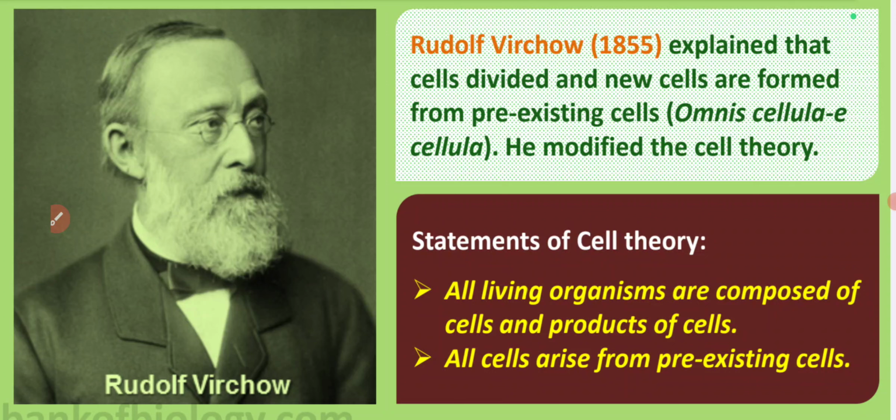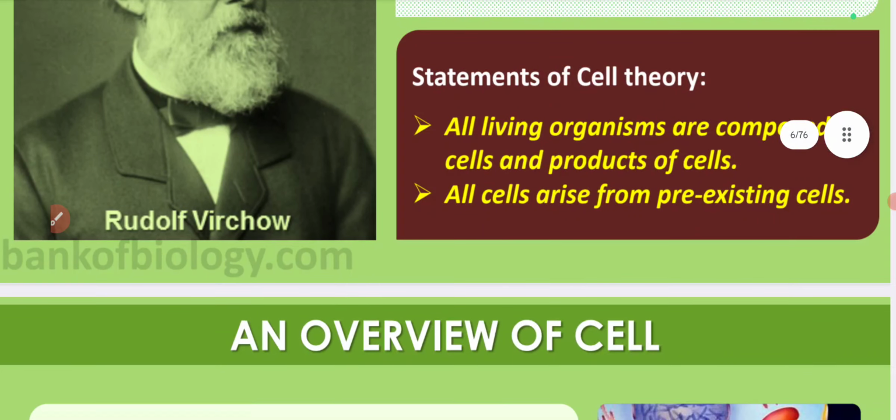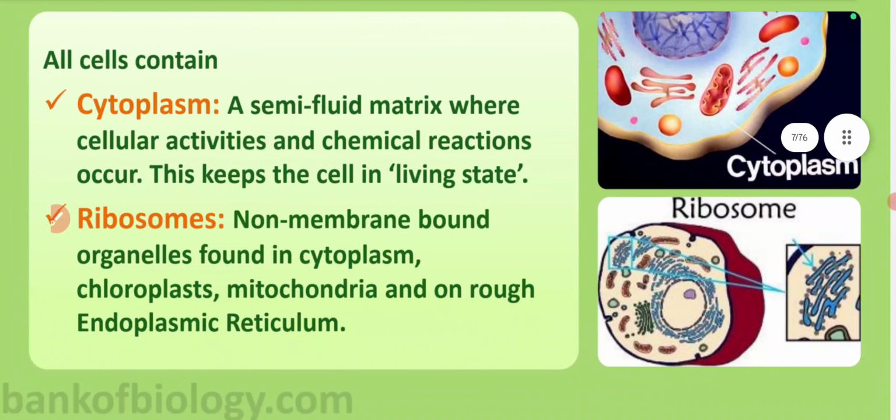He modified the cell theory, and according to Virchow, the new cell theory is that all living organisms are composed of cells and products of cells, and all cells arise from pre-existing cells. An overview of the cell: all cells contain cytoplasm, which is a semi-fluid matrix where cellular activities and chemical reactions occur. This keeps the cell in a living state. And ribosomes are non-membrane bound organelles found in the cytoplasm, chloroplast, mitochondria, and on rough endoplasmic reticulum.